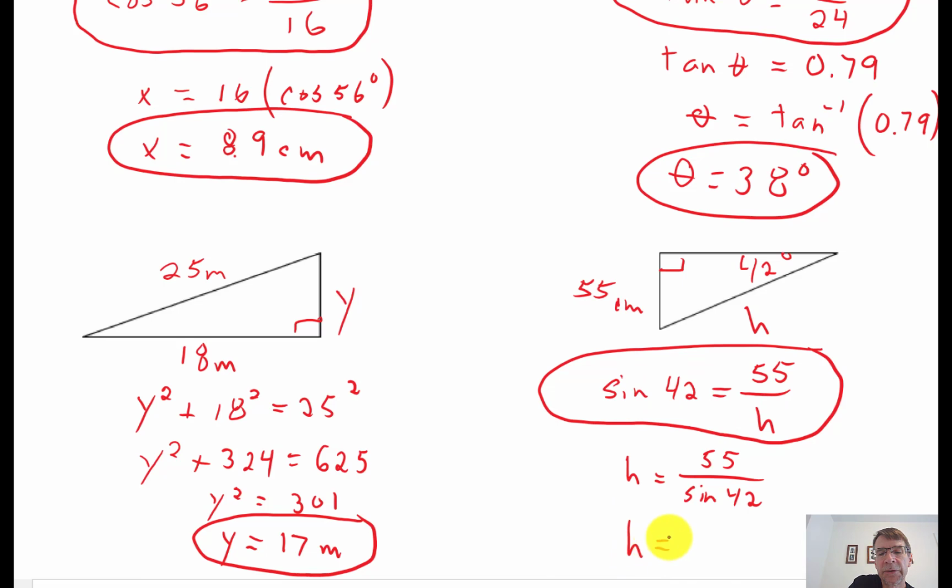So h then is just going to be, and make sure you take 55 divided by, and you might want to put parentheses around the sine 42. But if you do that in this case, once again, rounding off to 2 sig figs, it comes out to be 82 centimeters.